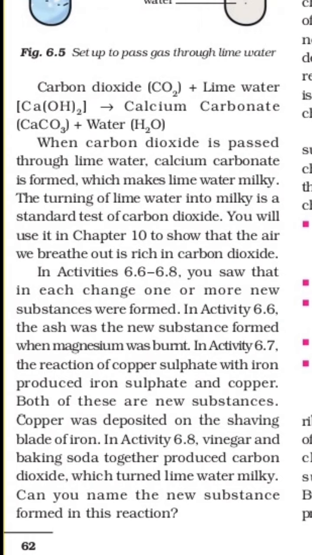When magnesium burns, magnesium oxide is prepared, which is a powdery ash material, and it is a new substance. In activity 6.7, the reaction of copper sulfate with iron produces iron sulfate and copper. When we put an iron nail in copper sulfate solution, iron sulfate solution is prepared, and the copper from the copper sulfate solution is deposited on the iron material. Both of these are new substances. Copper was deposited on the shaving blade of iron.